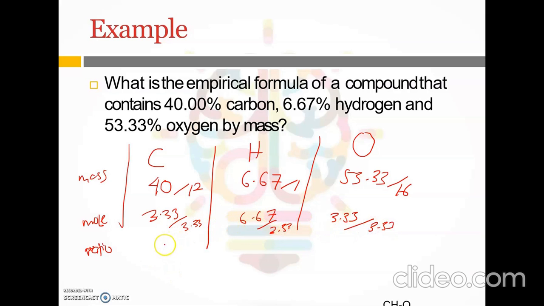So your final ratio yang akan dapat sini 1. This one is 2. This one is 1. So empirical formula for this compound ialah CH2O. Okay.